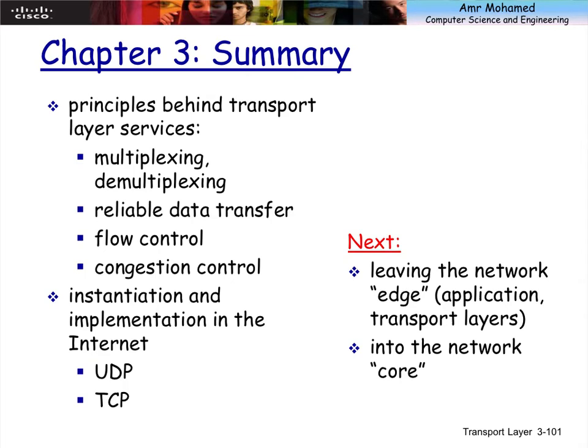Why am I doing this? In order to keep IP as simple as possible. So the TCP/IP stack is based on the fact that we push the complexity to the edge and keep the core network simple. This is a very important message. Why? Because we want to make the core network scalable.